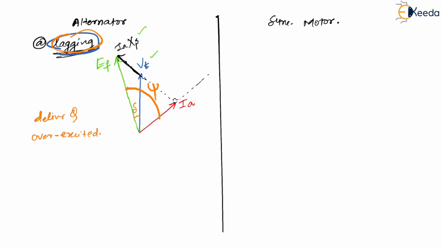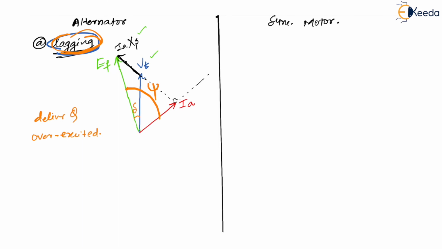If you remember, whenever you have lagging conditions in case of an alternator, we always get demagnetizing armature reaction effects, which means your net flux will be reduced. Is that correct? Net flux will be reduced. Then, if your net flux is reduced, you have to provide extra field in order to set up the extra flux which is required. That is the reason you have to operate it at overexcited condition. We have already discussed that, correct?